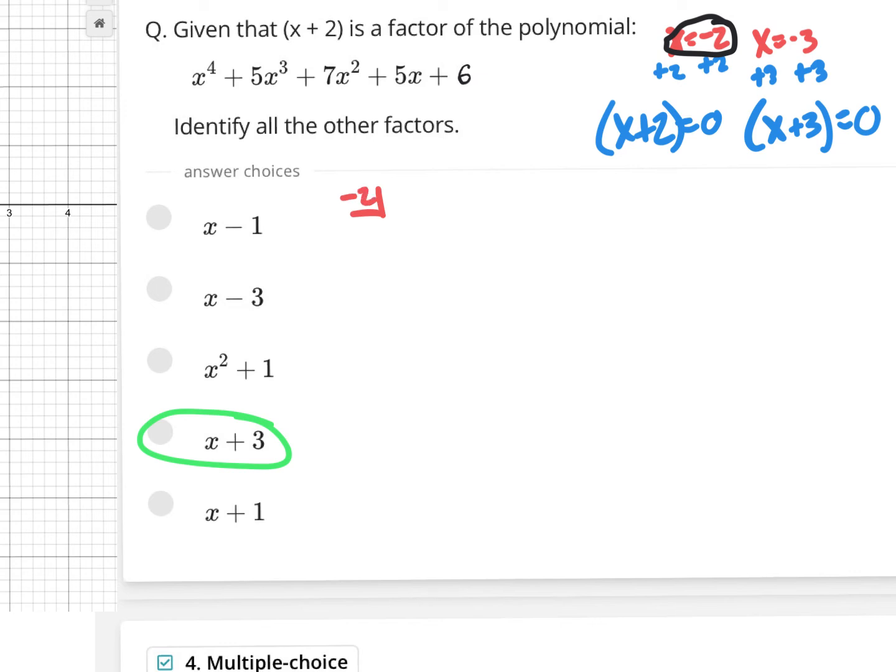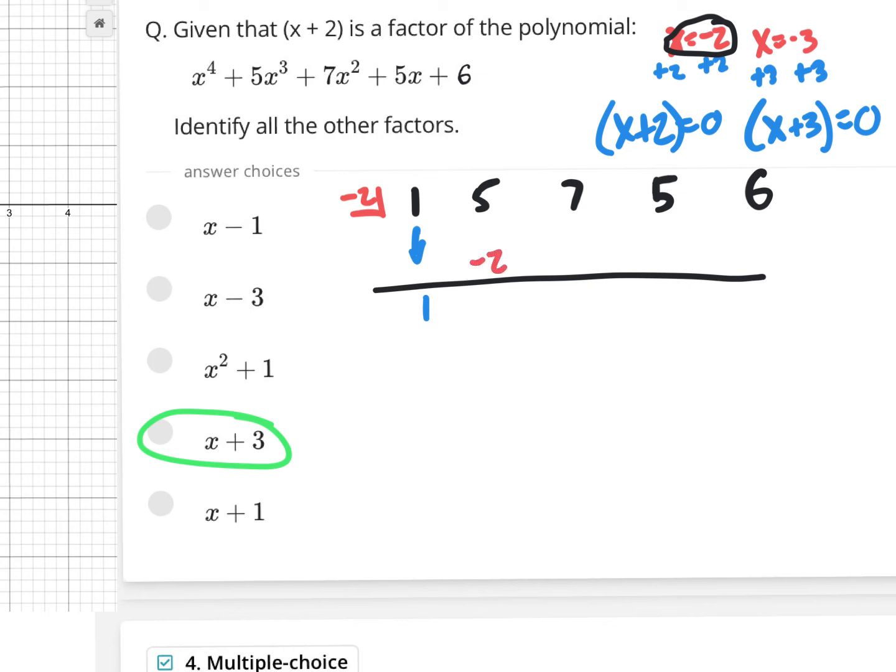My coefficients, power x to the 4th has a leading coefficient of 1, x to the 3rd has a leading coefficient of 5, 7 on x squared, 5 on x, and 6 as the constant. So as you go down, you combine. 1 plus nothing is 1. As you go up, multiply. -2 times 1 is -2. As you go down, combine. 5 and -2 is 3. As you go up, multiply. -2 times 3 is -6. As you go down, combine. 7 minus 6 is 1. As you go up, multiply. -2 times 1 is -2.